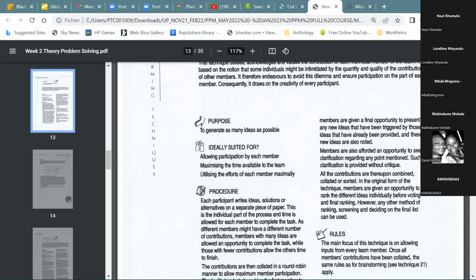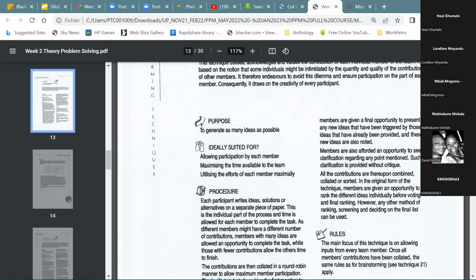What is this? Can you guys still see? You can see, right? Can you see what I'm posting now? Yes, David. Can you see? Page 13, yes, David. Yes.